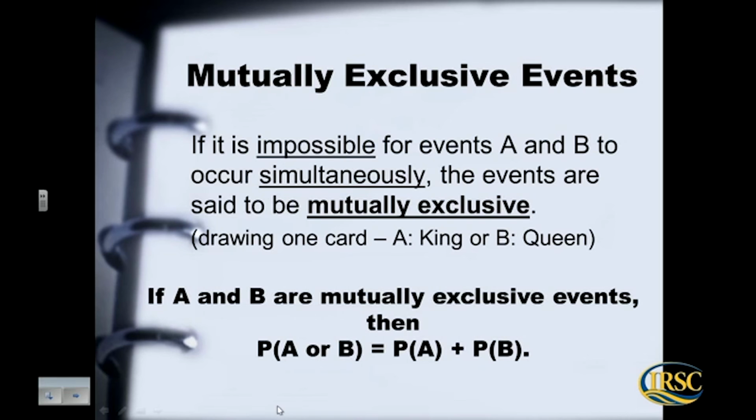So if you're trying to find the probability of A or B that are mutually exclusive, then all you have to do is find the probability of A and add it to the probability of B. So for example, let's say you are drawing one card and you are trying to find the probability of selecting a king or a queen. Okay, key word in the problem is or. So not possible for you to draw a king and a queen at the same time.